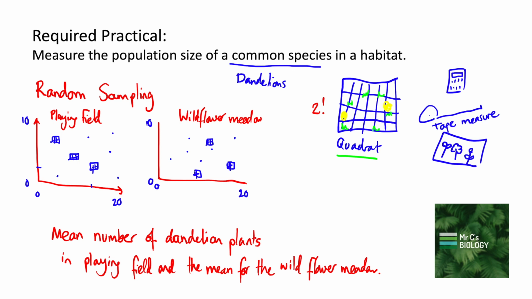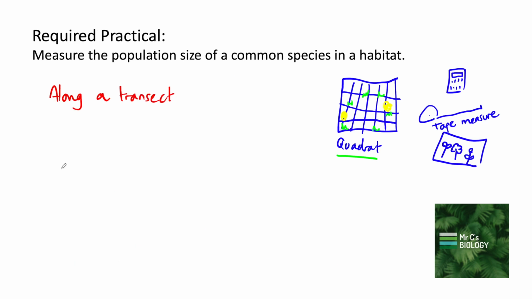For this second part, we're doing not random sampling, but along a transect, along a line rather than comparing two grids. So for this, we'll need the same equipment and we can be studying the same species of plant, but rather than comparing two areas, we're going to look at how one area changes as we move through it.